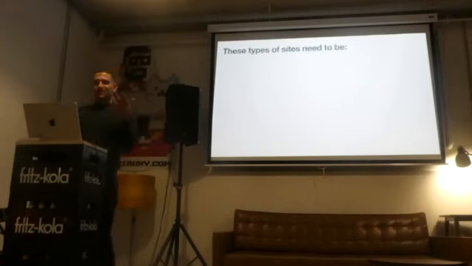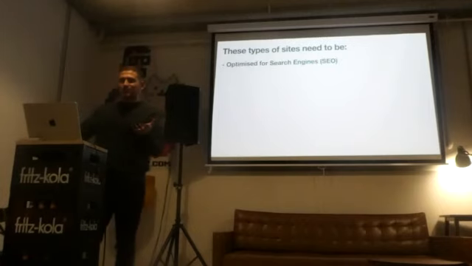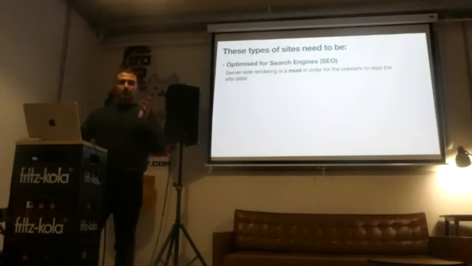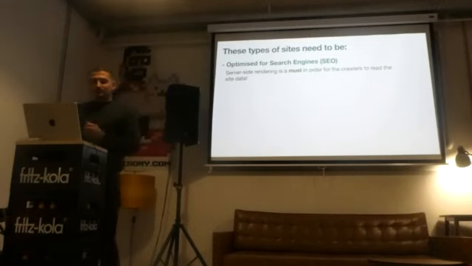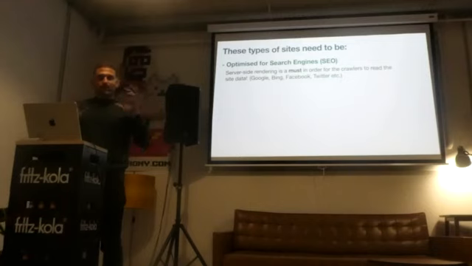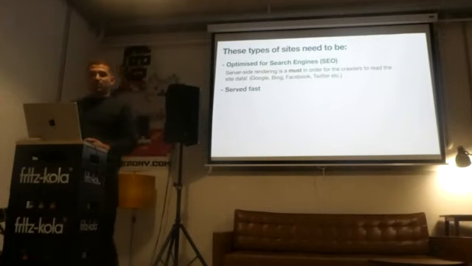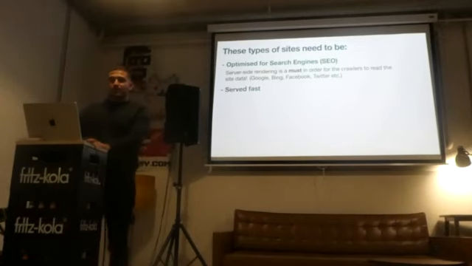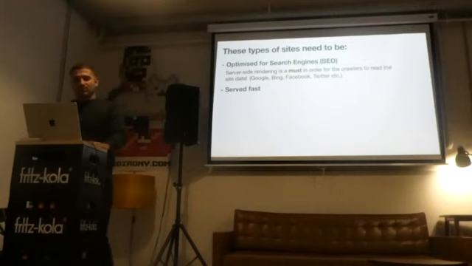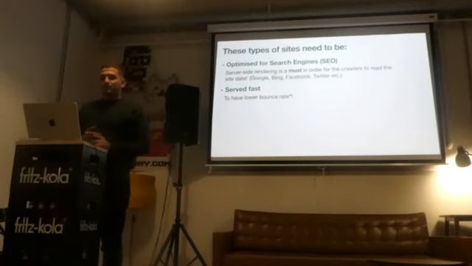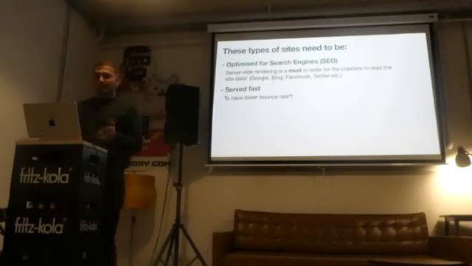Okay, so we know that this type of sites need to be optimized for search engines. So in order to be crawlable, they need server-side rendering. And by crawlers, I mean not only Google, but also Bing, Facebook, Twitter for all their needs. They also need to be served fast, because it is critical for the visitors of our websites, in order to have a lower bounce rate. For example, e-commerces need to load fast in order for the clients to stay in it.